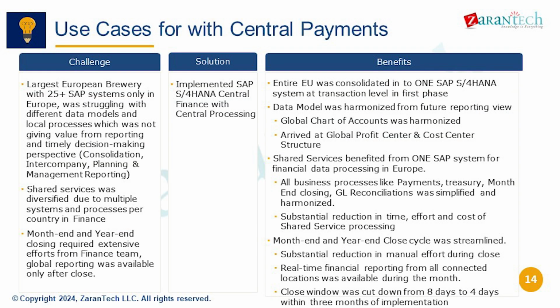A large European beer manufacturer was struggling with over 25 disjointed SAP systems across business units and regions. This was creating disconnected financial processes and reporting delays. By adopting central finance and central payments on SAP S/4HANA, they were able to consolidate all Europe instances into a single financial foundation in the first phase itself.